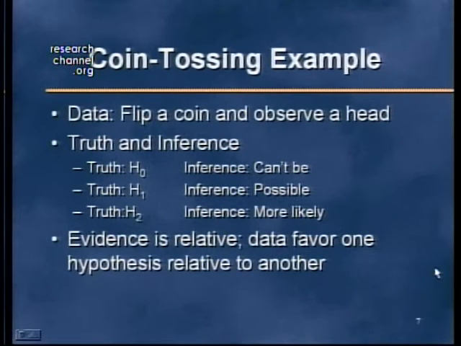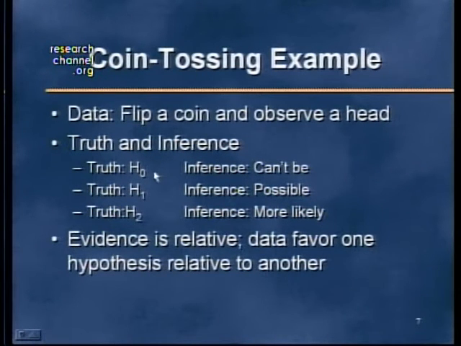So let's think about not knowing the truth, and we actually flip a coin and we observe a head. So our outcome is a head. What kind of an inference can we make? If the truth is that actually there were two tails, then our inference would be it's not possible. It's not possible to observe a head when the truth is there are two tails. Whereas if the truth is that the coin has one head and one tail, the inference is that if we observe a head, that's very possible. The probability of observing a head was 1/2 or 50%.